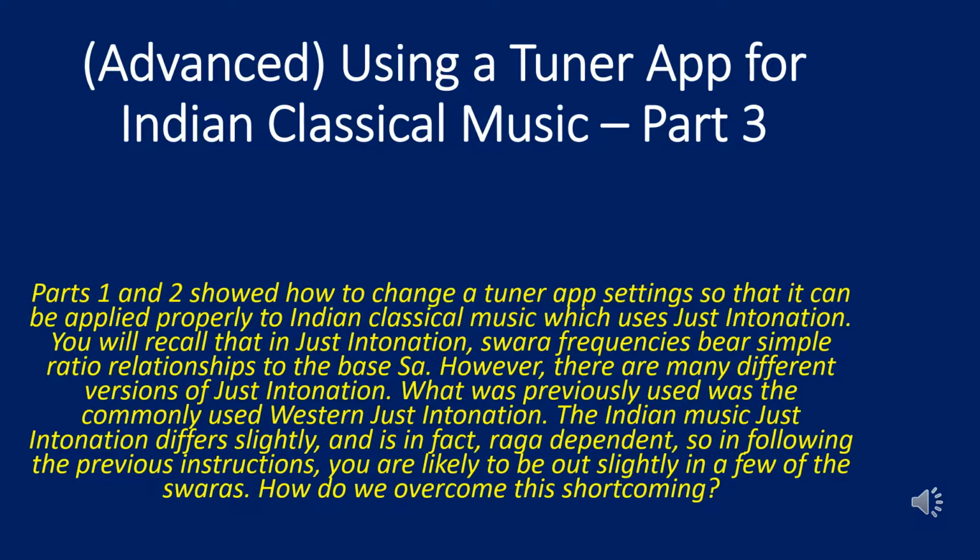For example, you can have the Pythagorean just intonation, you can have the fifths intonation. What I previously used was the commonly used Western just intonation. The Indian music just intonation differs slightly and is in fact raga dependent. So in following the previous instructions, you're likely to be out just slightly in a few of the swaras. How do we overcome this shortcoming?